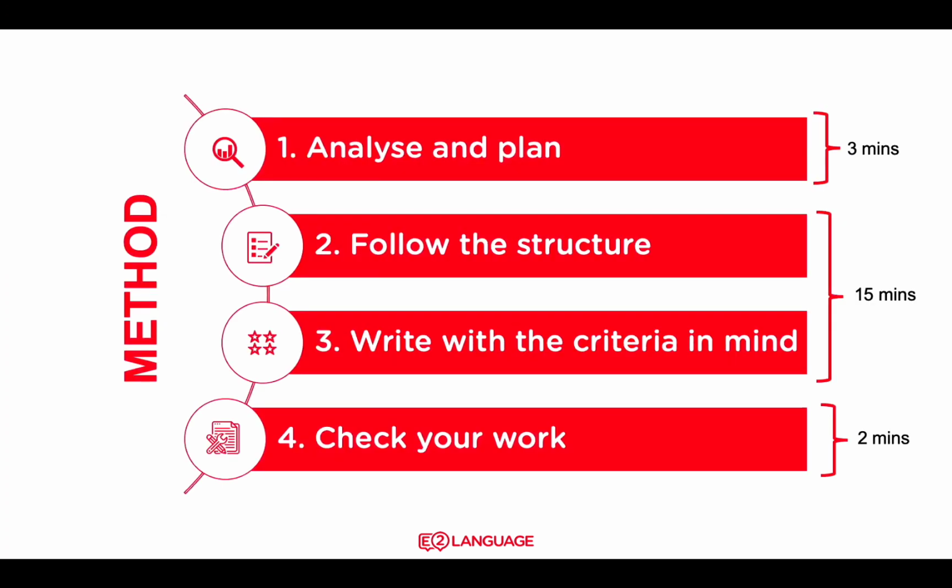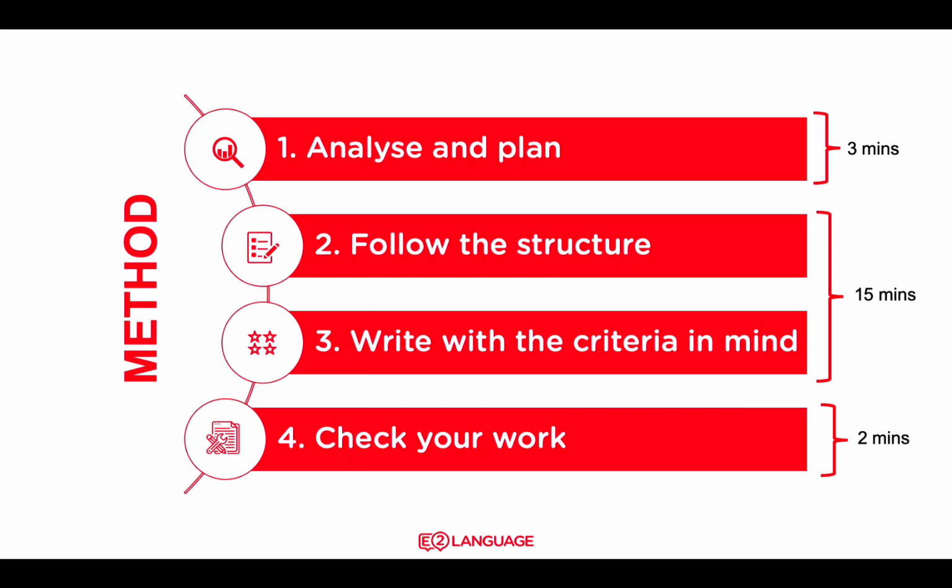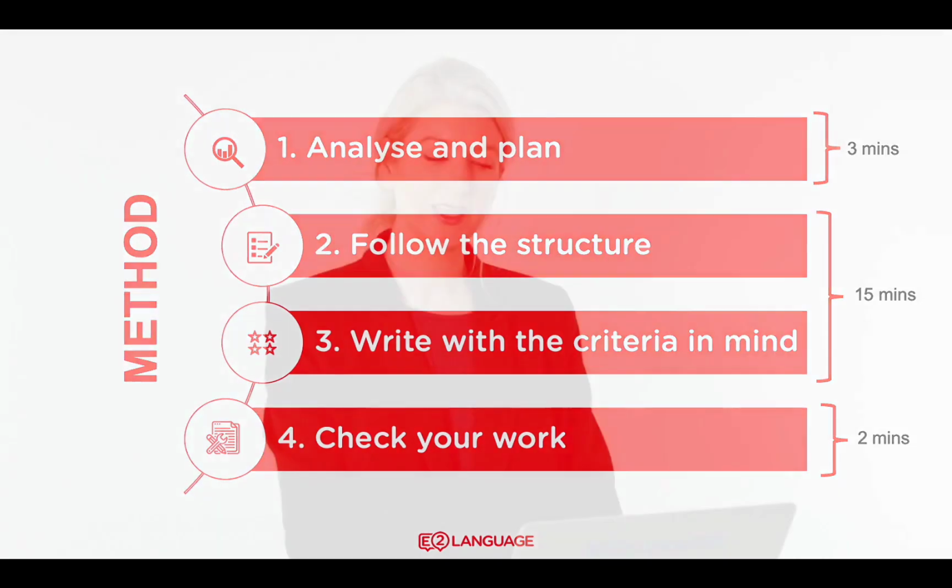Quick review of the method. Analyze and plan for about 3 minutes. When you're dealing with pie charts, look particularly at things like, is it a snapshot or is it change over time? Are the two pie charts showing the same thing or are they showing two completely different things? Then you want to look at what are the biggest pieces of the pie and is there any relationship between the two pie charts? As you write, follow that structure, keep the criteria fresh in your mind, and finally, check your work. And that's it. Now you're ready to practice working on pie charts.